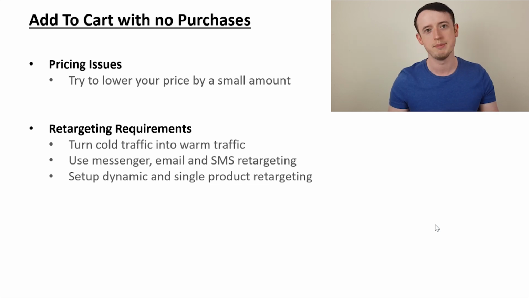Use your messenger, email, and SMS retargeting to make sure that you have all that set up in the back end, because a lot of money comes through that. And then also make sure you have your dynamic retargeting and your single product retargeting ads set up within your Facebook ad account as well, because that is just where your biggest ROIs come from. And it's very important that you have all your retargeting set up. So those are the 3 stages that I suggest you go through if you're struggling to make sales.